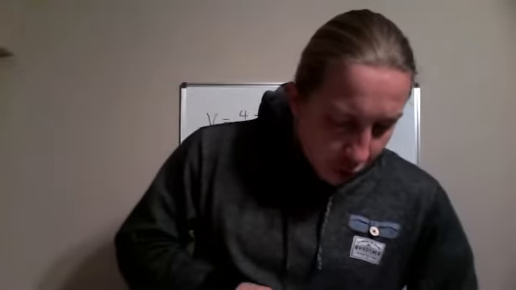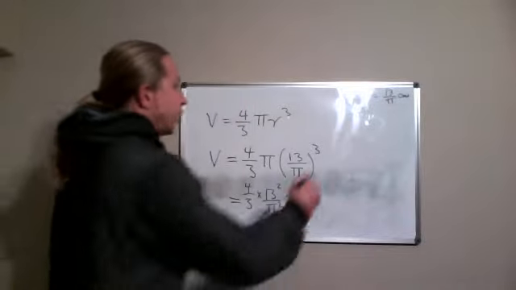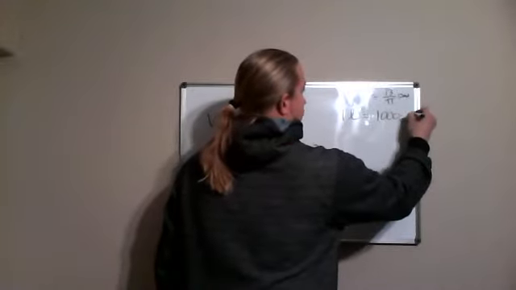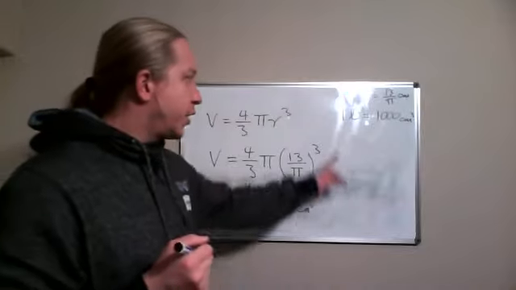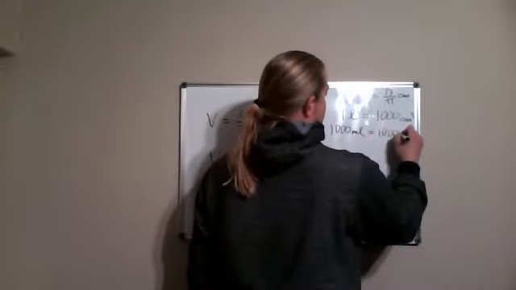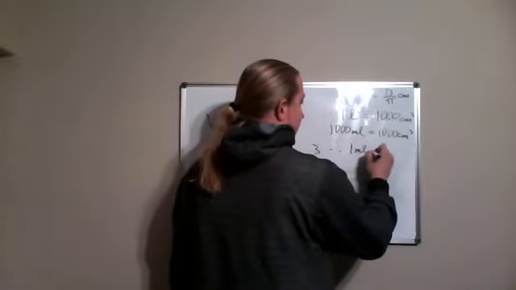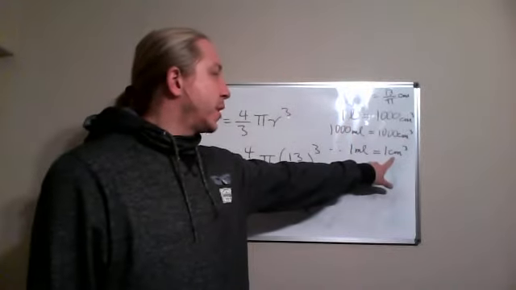Now 1.4: express the volume of the oranges in milliliters. Remember that 1 centimeter cubed is equal to 1 milliliter. Remember 1 liter was 1,000 centimeters cubed. How many milliliters do we have in a liter? 1,000. So 1,000 milliliters equals 1,000 centimeters cubed, which means that 1 milliliter equals 1 centimeter cubed.